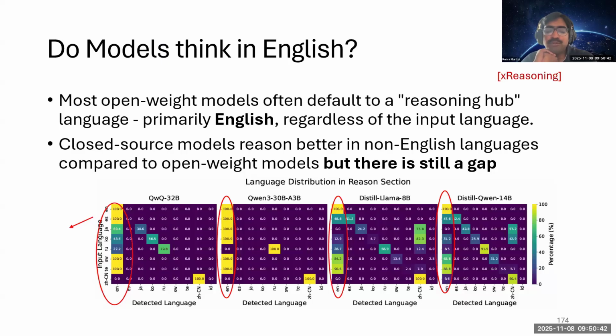And what people have observed is, especially this is true for open weight models, irrespective of the input language, the LRMs tend to reason in English, and this is pretty prominent when it comes to open weight models compared to closed weight models. Okay, going on to the next slide.